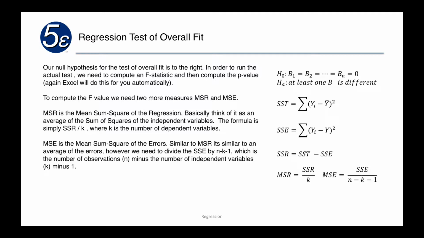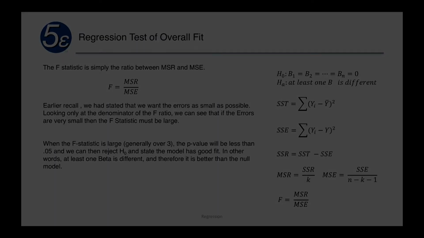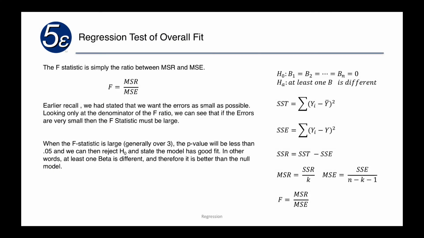The mean sum square of the errors, or MSE, is similar to MSR in the sense that it's the average of the errors. But what we're doing here is dividing SSE by n, the number of observations, minus the number of variables, minus 1. So to compute MSR and MSE is pretty simple, just using some simple algebra. Our F statistic is just the ratio between the MSR and the MSE. So our F statistic is equal to MSR divided by MSE.